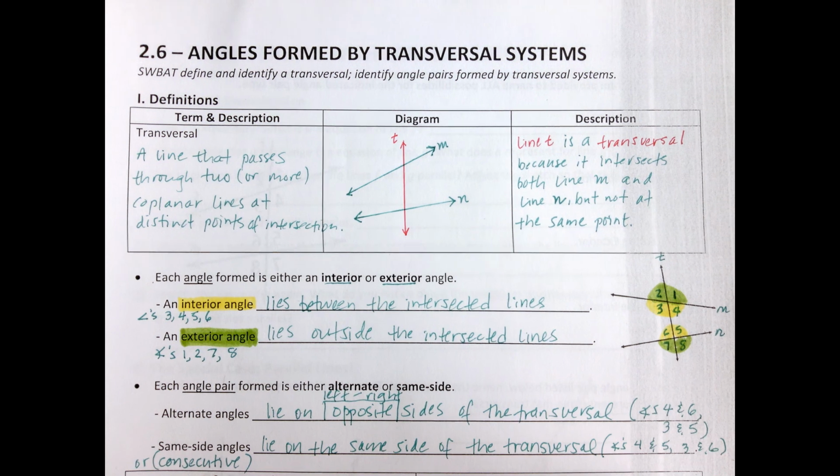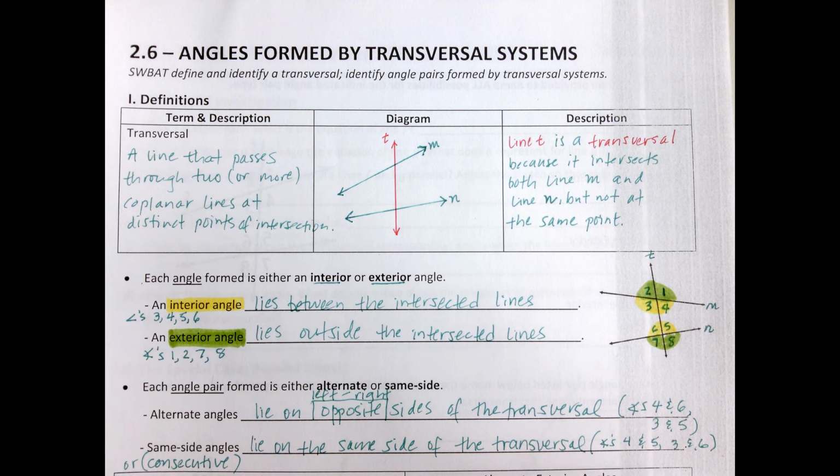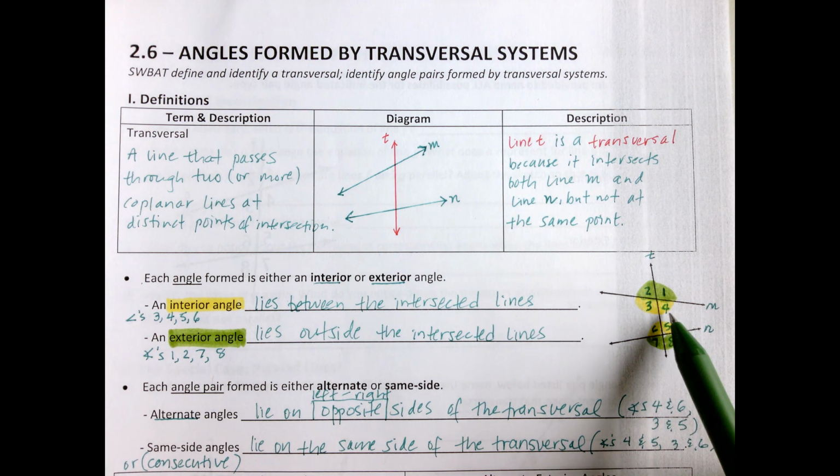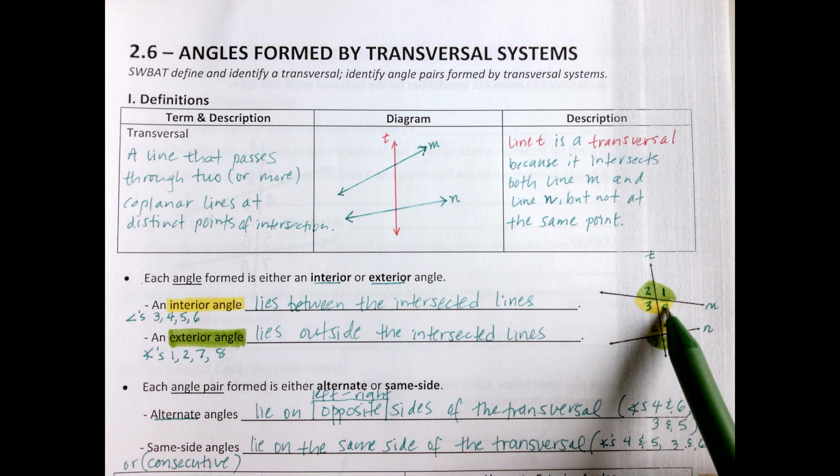Each angle pair formed is either alternate or same side. What do we mean by alternate? Another word for alternate is opposite. So alternate angles lie on opposite sides of the transversal, meaning one will be to the left and the alternate will be to the right. For example, 4 and 6. They're both interior, but one is to the right of this transversal and the other is on the left side of the transversal. That's why they're alternate interior. These are alternate interior angles.